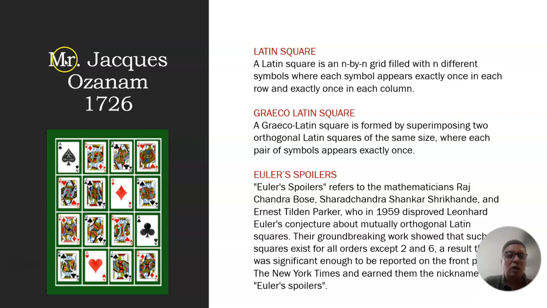So Latin square started with the structure by the French mathematician Jacques Ozanam in 1726, where he arranged the 16 honors cards of a playing deck in a 4 by 4 array such that in any row or in any column there is no duplicate either in the suit or the denomination. This is a hard arrangement. The probability of getting this arrangement randomly is very low, once or twice in 2 billion tries. That's the level of the probability of success.